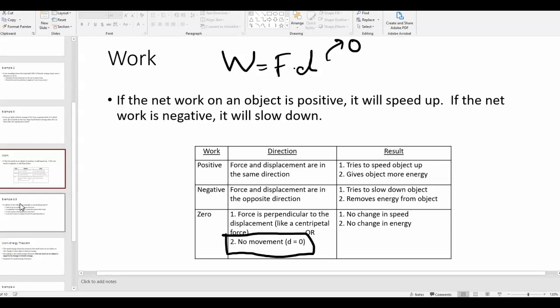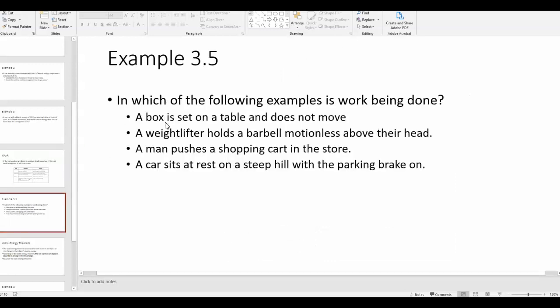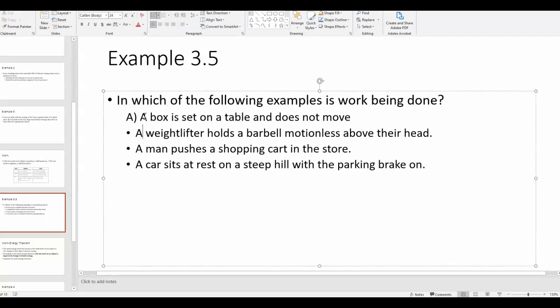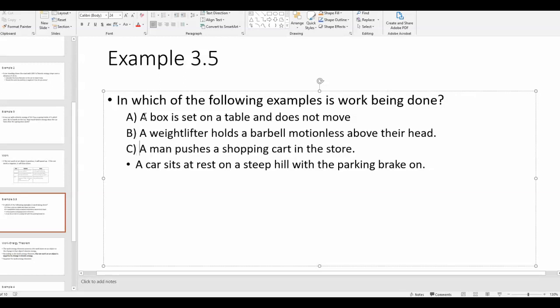Last example for this video: in which of the following examples is work being done? Let's say this is going to be A, this is B, this is C, and this is D. Look at the question carefully and try to answer it. In which of the following examples is work being done?